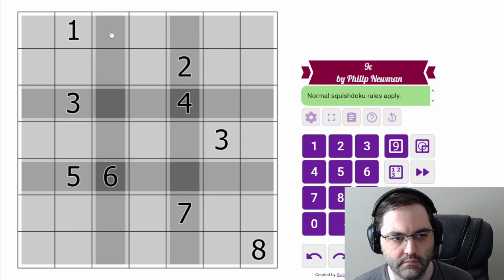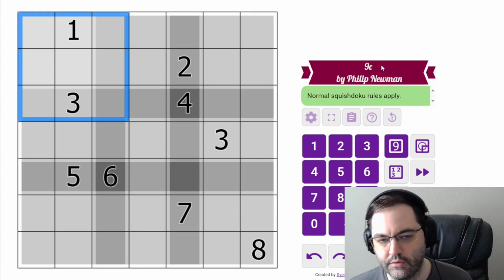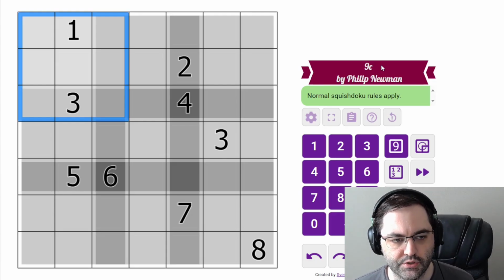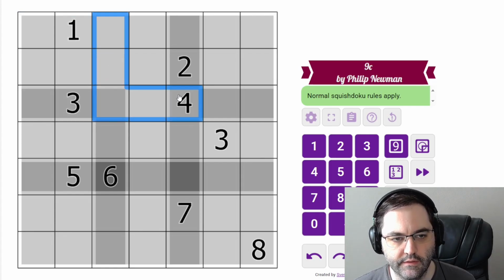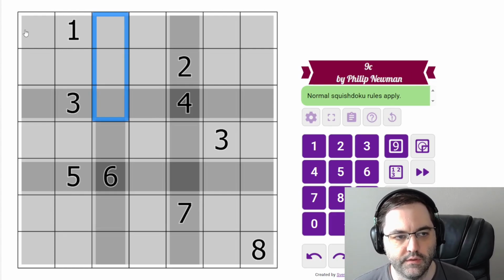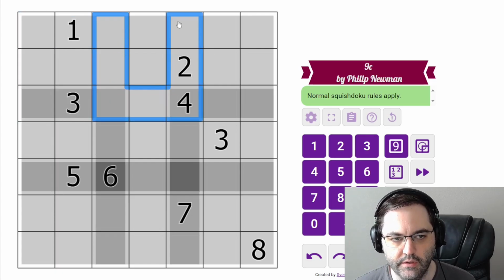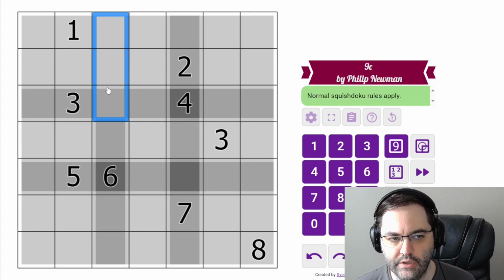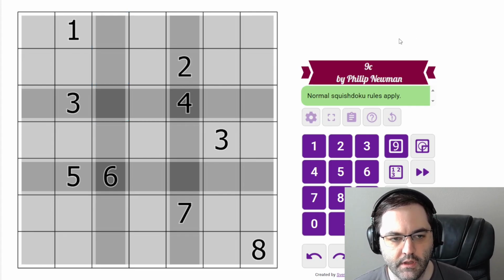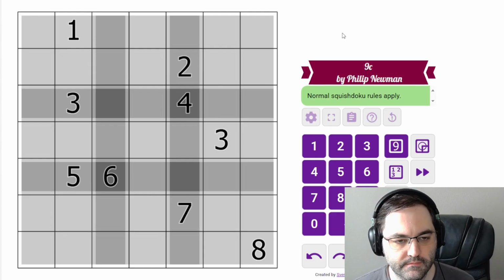This is where the variant gets a little tricky and confusing. This is a 3 by 3 box in Squishdoku. And this is also a 3 by 3 box. And you'll notice both of those contain these 3 cells. So we need to place 1 to 9 in these 9 cells, and also in these 9 cells. These 3 are going to count toward both. This cell, this cell, this cell, and this cell count for 4 different 3 by 3 regions.